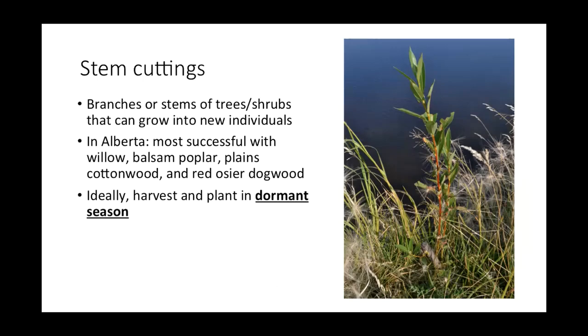In Alberta, there's only certain species that do well with this. The most successful is willow, but you can also do it with balsam poplar, plains cottonwood if you're in southern Alberta, and red osier dogwood. You can get other things to root from cuttings, but they require a lot more babying, typically in a greenhouse or a pot. So these are the ones you would typically use in the field. And everything should be done, both the planting and the harvesting, in the dormant season when the leaves are off the trees.